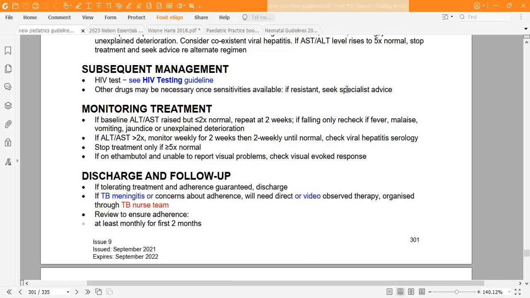Stop treatment only if more than 5-fold normal. If on ethambutol and unable to report visual problem, check visual evoked response. Ethambutol may cause blindness. If the patient is taking ethambutol and unable to report visual problem, check visual evoked response. Okay, discharge and follow up.